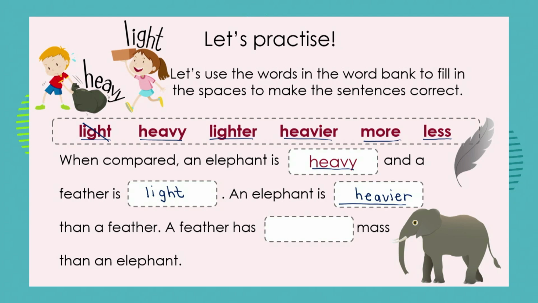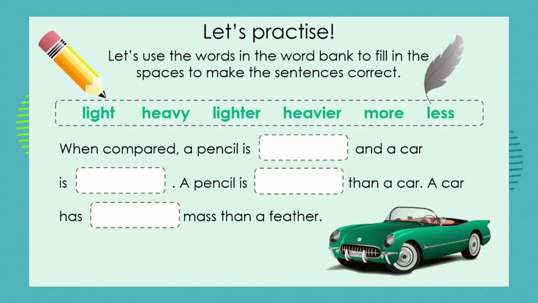A feather has, missing word, mass than an elephant. So this means a feather has more or less mass than an elephant. What do you think, grade ones? Very good. A feather has less mass than an elephant. Well done.